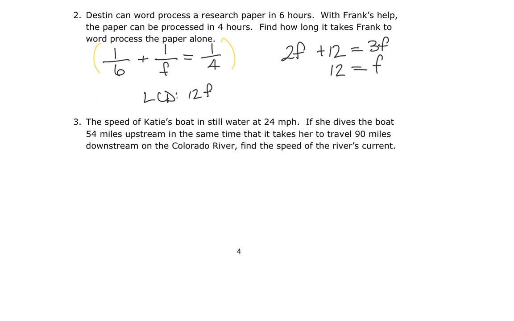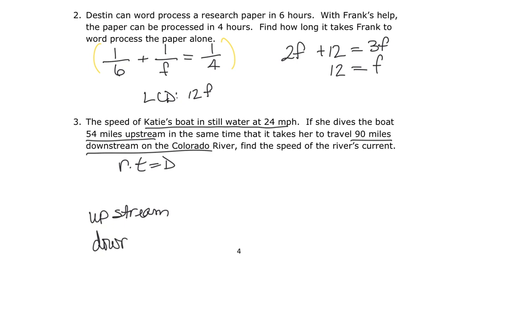On question number 3, I'm going to write this as rate times time equals distance. So rate multiplied by time is equal to distance. The speed of Katie's boat in still water is 24 miles per hour. If she drives the boat 54 miles upstream, so she's fighting the current, in the same time it takes her to travel 90 miles downstream on the Colorado River, find the speed of the river's current. So I'm going to do upstream. I'm going to do downstream.